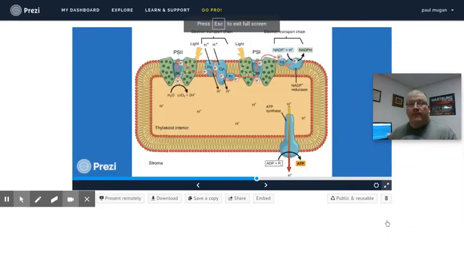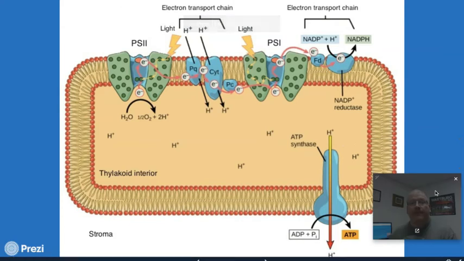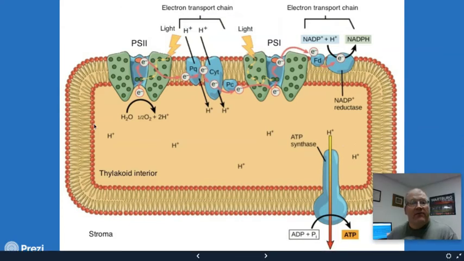So, a brief recap of the light reactions. Okay, so here we have our thylakoid membrane. Okay, and the light reactions happen in that thylakoid. Photosystem 2, electron transport chain to photosystem 1.